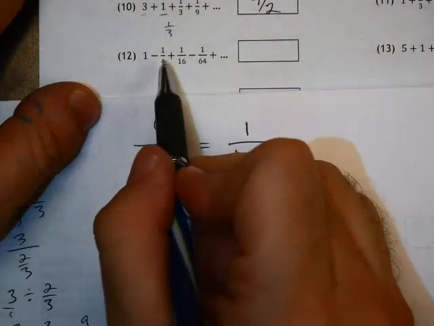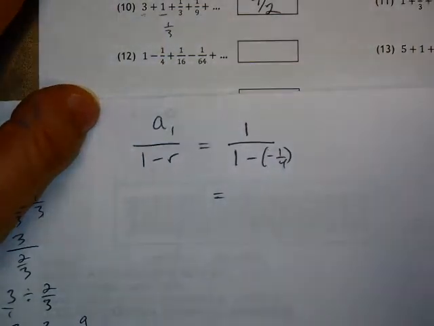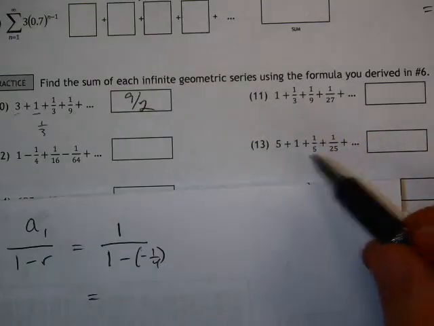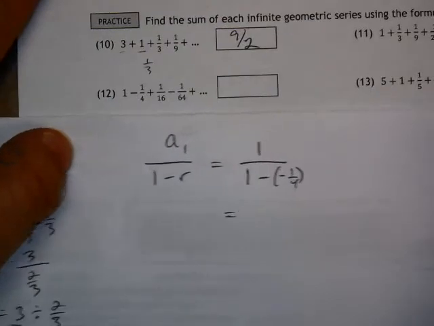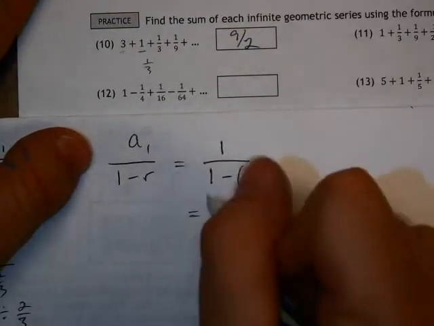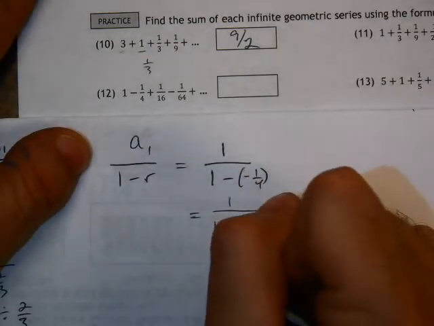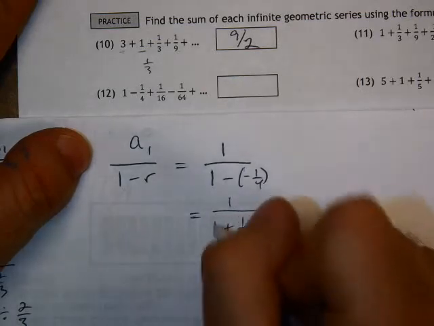And that's one thing you really have to be careful of when you look at the signs. On these other problems, 11 and 13, you don't have to worry about it because they're all addition, they're all plus. But here it's alternating, so now we're multiplying by that negative. This now simplifies to 1 plus 1/4.